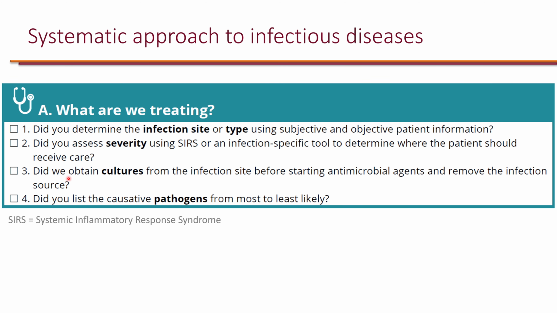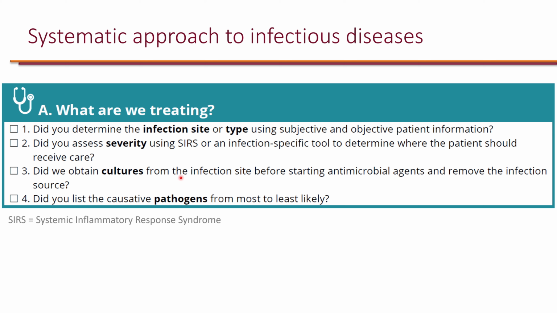Now, the third thing to consider is, did we obtain cultures from the infection site before starting antimicrobial agents and remove the infection source? Source control is important, because if the source of an infection is still there, it doesn't matter how much antimicrobial agents you give to the patient, the infection continues to come back.